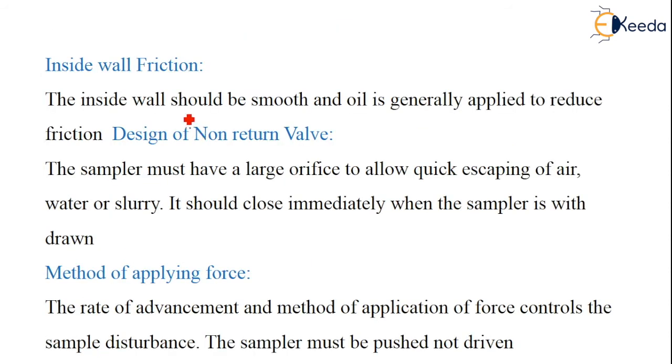What do you mean by inside wall friction? The inside wall should be very smooth and it should be lubricated, generally applied to reduce the friction. Now the design of non-return valves: the sampler must have a large orifice to allow the quick escaping of the air, water or slurry which is already present in the sample. It should close immediately when the sampler is withdrawn. What is the method of applying force? The rate of advancement and the method of application of force will control the soil disturbance. So, the sampler must be pushed, not driven. It is very important.